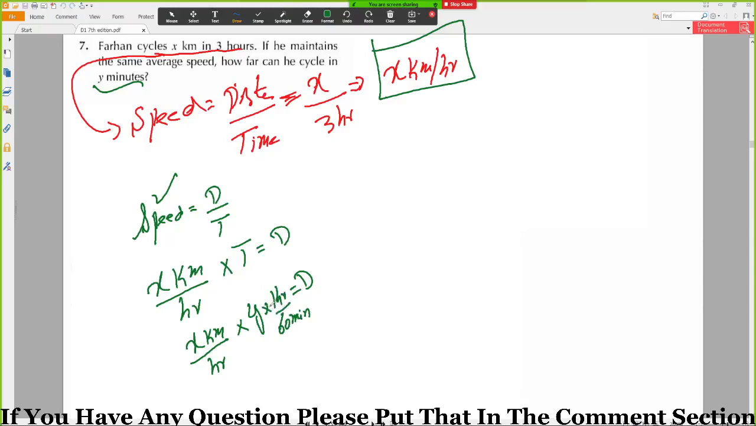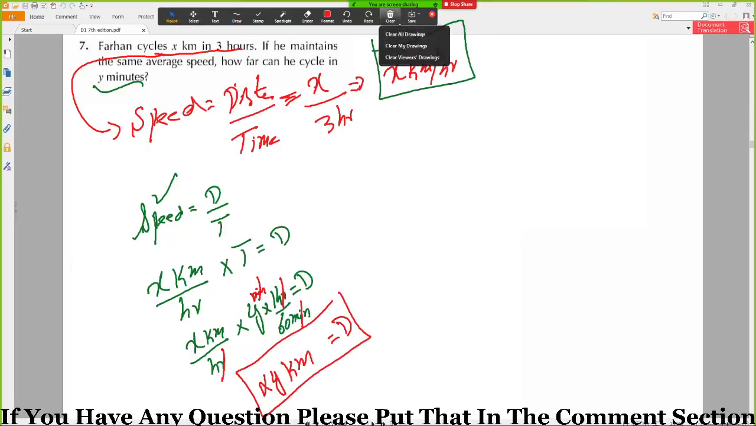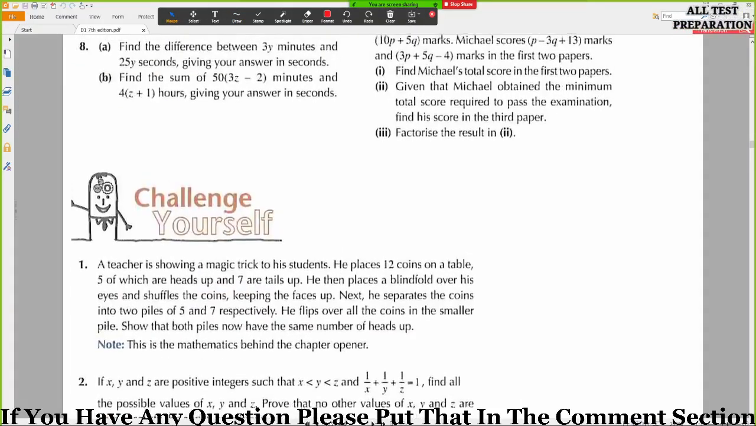So Y minutes, here I have minute, so this minute will cancel out with this minute, this hour will cancel out with this hour, and we know that the unit of distance is kilometer, so you will be left with only kilometers. So this will be XY kilometers. He will cover XY kilometers of distance. Got it?